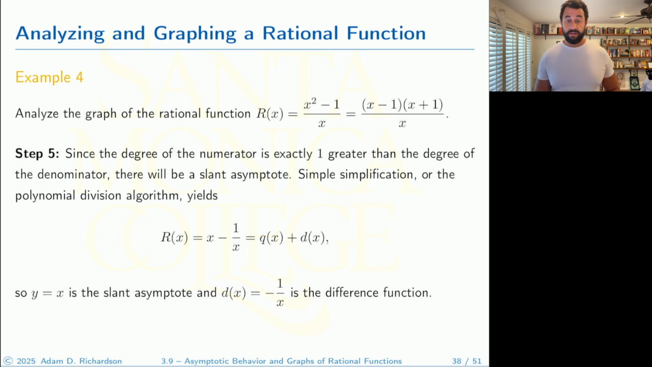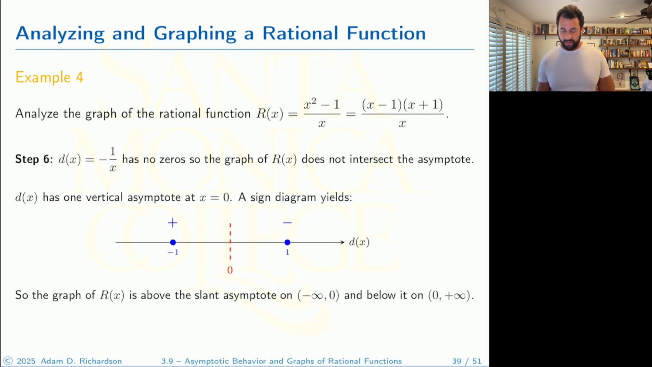Okay. Again, notice that we're taking that negative sign with us, because we're writing it as q of x plus some difference function. Now we need to do a sign analysis on our difference function. Here we go. -1 over x. It's got no zeros. It's got an asymptote at x equals 0, so we plot it, and then we test points. If I plug in -1, I get a positive number. If I plug in +1, I get a negative number. So now we know everything we need to know.